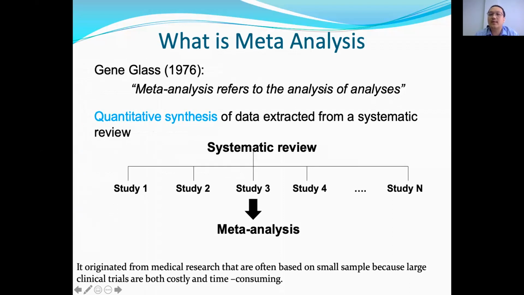From this, we can see that the meta-analysis is a quantitative synthesis, or quantitative summary, of the data that we retrieved from a pool of literature. Since it is based on a pool of literature, the pool of literature we normally refer to as a systematic review. So this is graphically how it looks.